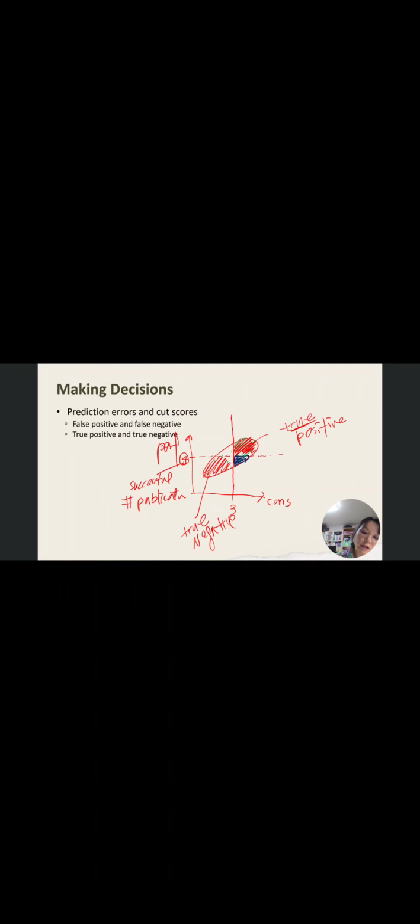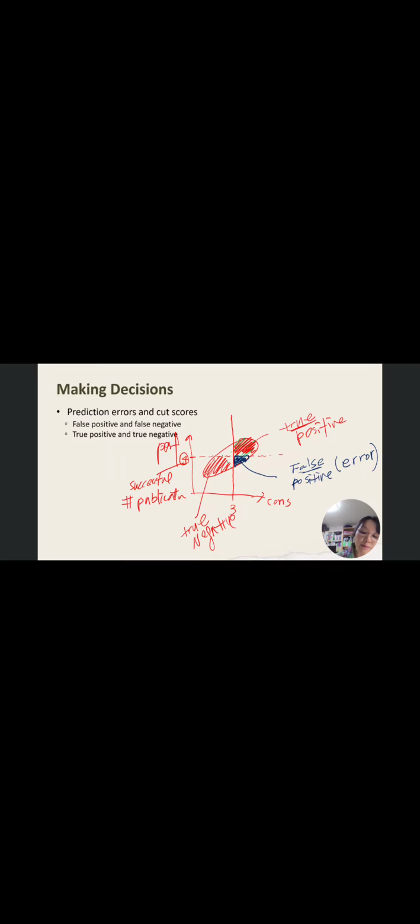So this group of people, you say yes. So you hire these people, right? So it's positive, but it turns out to be false. They're publishing less than 4. So this is a false positive. So this is an error. A prediction error. You predicted these people will be successful, but it turns out they are not. So it's a false positive, so it's an error.